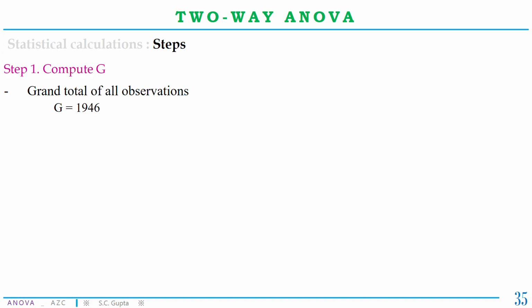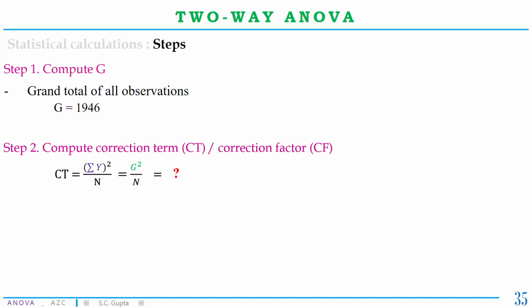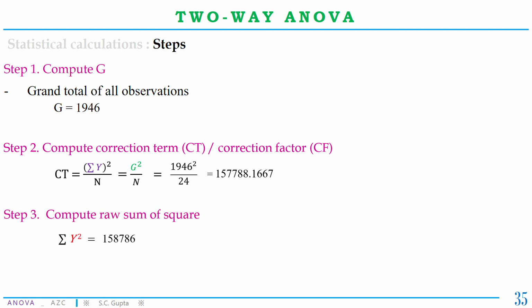Grand total of all observations, G, calculated is 1946. Now, compute correction term. The value of CT found is 157,788.1667. The value of raw sum of square is already calculated. That is, sigma y square is 158786.